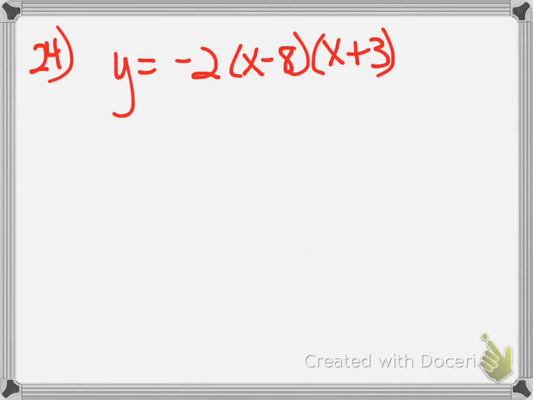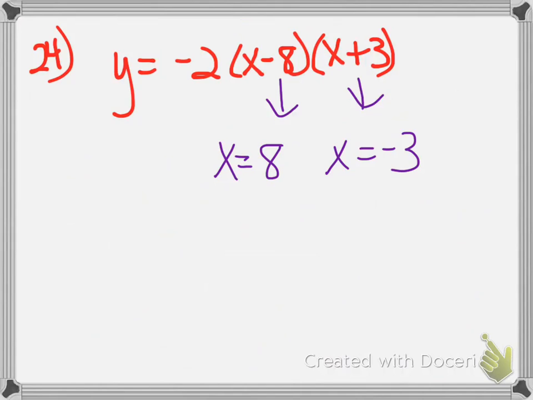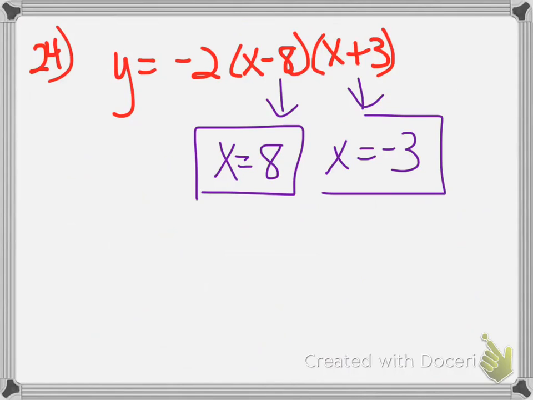Number 24, what are the x-intercepts? Well, the x-intercepts come from x world. This is intercept form. So we just take the opposite of what they've got. x minus 8 means x equals 8. x plus 3 means x equals negative 3. And those are my two x-intercepts.